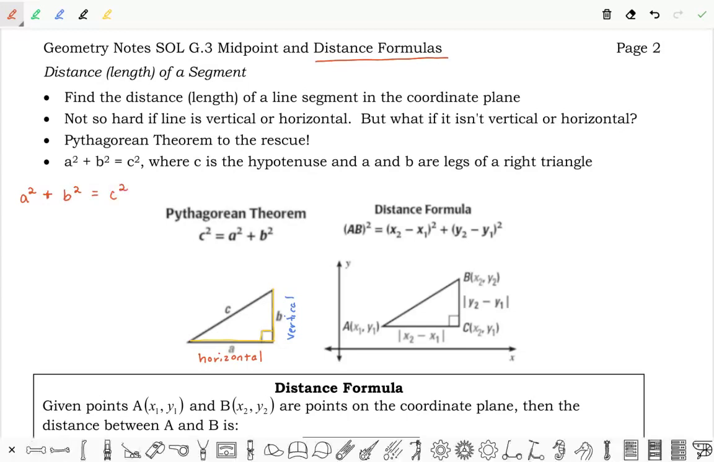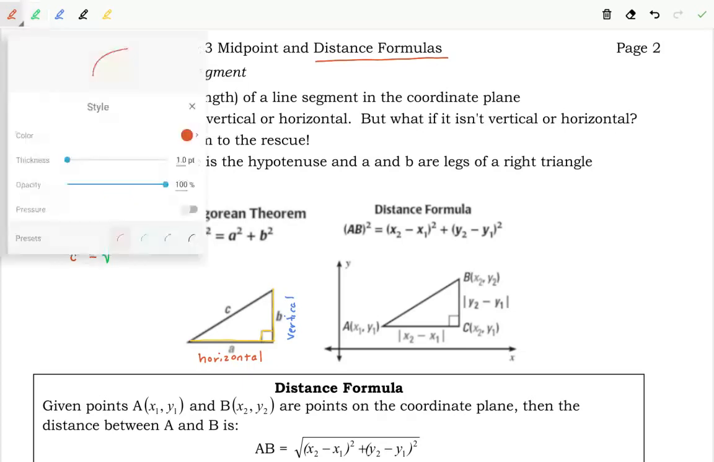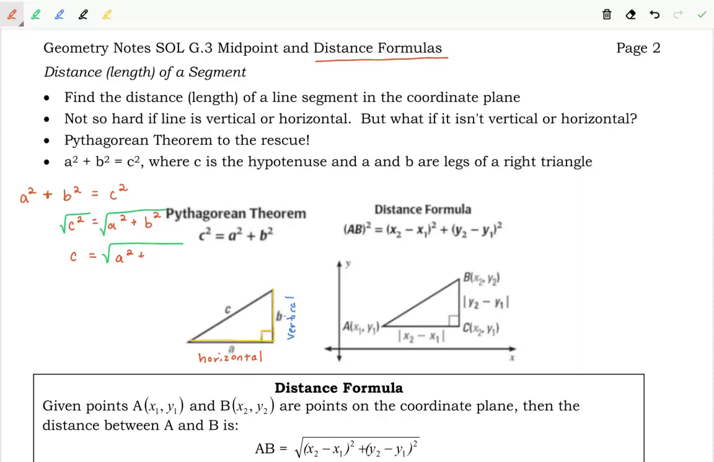Okay, now c squared has to be on one side of our equal sign. A squared plus b squared has to be on the other side of our equal sign. So we know that this means exactly the same thing as c squared equals a squared plus b squared. When we are solving for the length of a diagonal segment on the coordinate grid, we are always solving for c. So we can go ahead and go a few steps down, and we can right now say that we will have to square root both sides of our equation. So that means we have c equals the square root of a squared plus b squared.